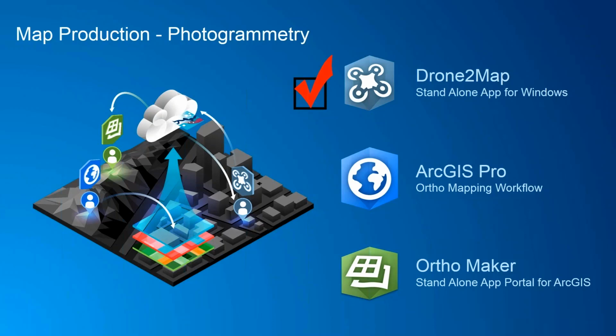And so right now, if you want to do a lot of 3D, look at Drone2Map. If you want to do very rich high-end photogrammetry for base maps, and if you're dealing with lots and lots of different images or historical images or aerial photography, then you want to look at ArcGIS Pro or OrthoMaker. So that's just a way to distinguish between those two.